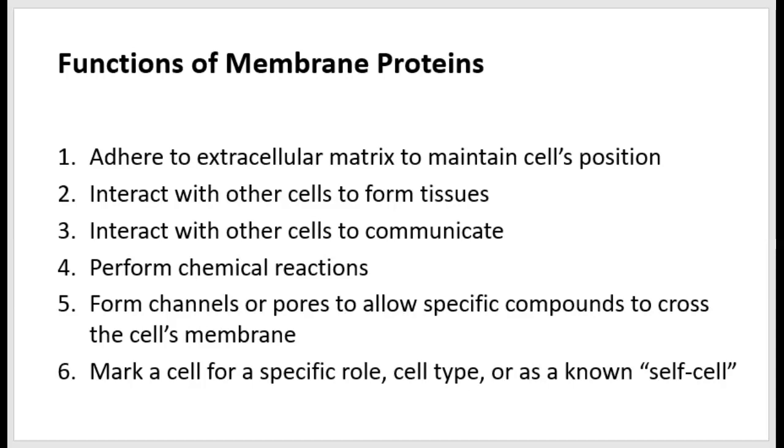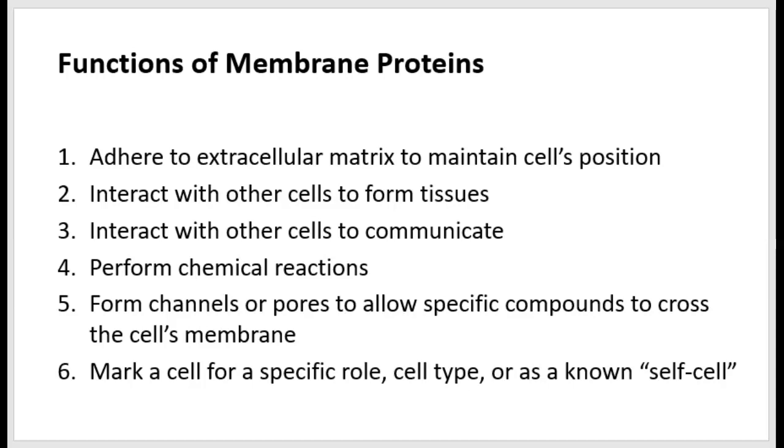Our last topic concerning the cell membrane and cell structure in general deals with the functions of cell membrane proteins. These membrane proteins might allow cells to interact with other cells or the extracellular matrix. So number 1 is listed here as adhering to the extracellular matrix. Number 2 is listed as interacting with other cells to form tissues. Third, a membrane protein can interact with other cells to communicate. And number 4, some membrane proteins perform chemical reactions.